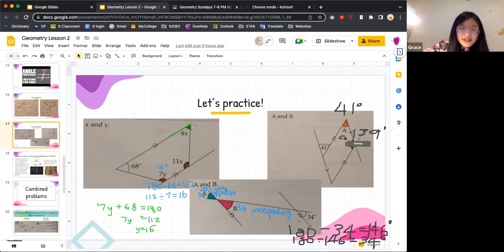But this question is a little bit trickier, so I'll give you guys a clue. So we've got these two parallel lines, right? And then we've got this transversal that's kind of going through here. And we've got these two angles like this. So what kind of angles would they be?